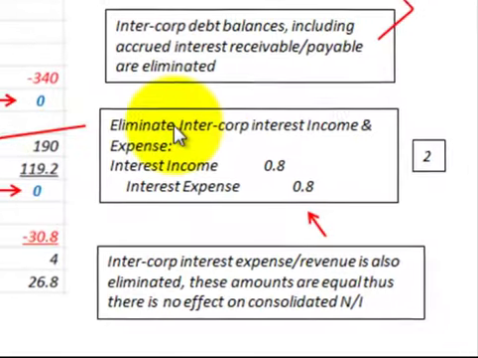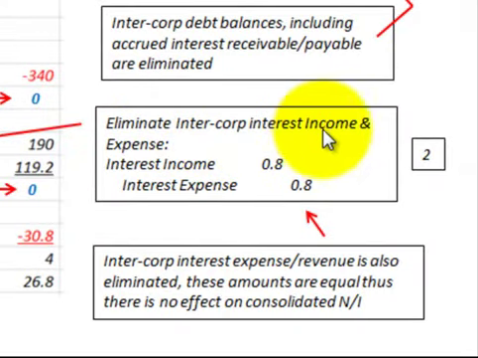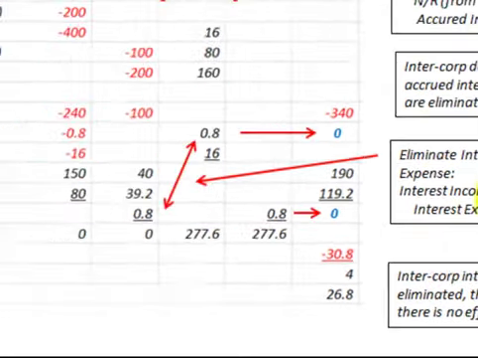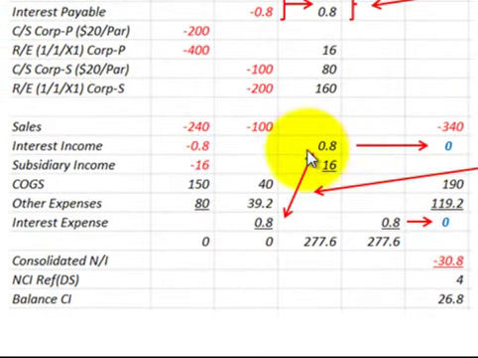Okay, next we have to eliminate any intercompany interest income and interest expense. So for our interest income, we debit that for $800, and our interest expense, we'd credit that for $800. So going over to our consolidated worksheet.